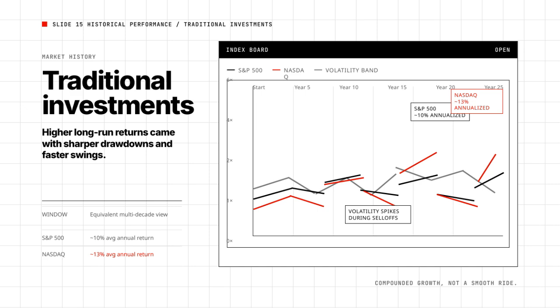This means that while the compounded growth can be impressive over time, the journey includes periods of significant ups and downs that can test investors' patience and risk tolerance. Understanding this balance between growth and volatility is crucial when evaluating traditional investment options.